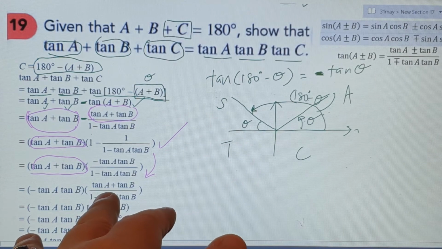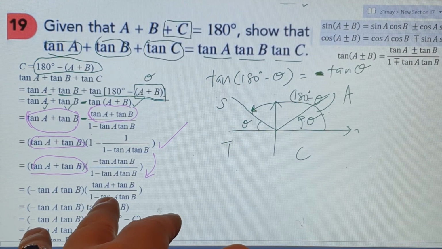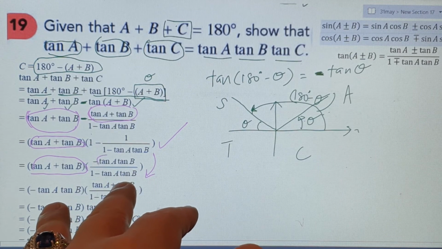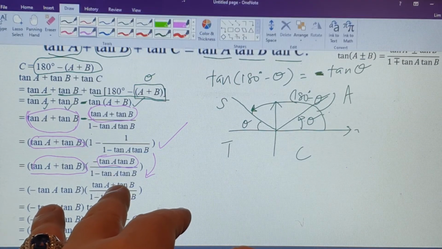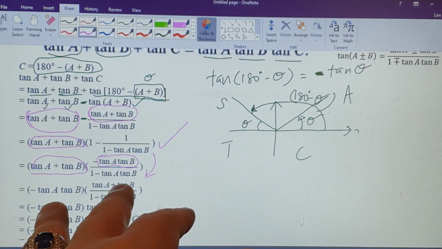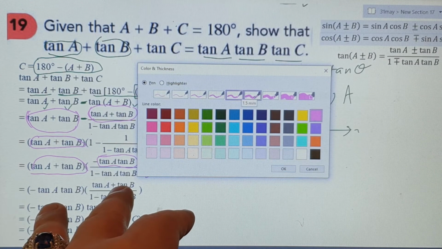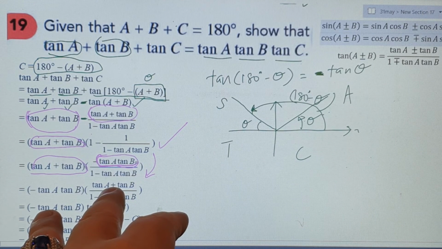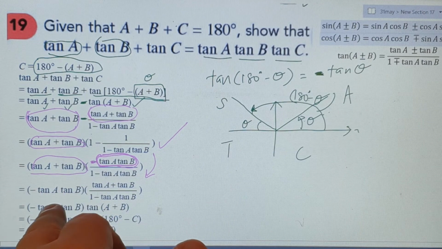Now you see, we want tangent A times tangent B times tangent C, right? Tangent A times tangent B is here already. We are very happy to have this, correct? So this is what I want, tangent A times tangent B. Because this minus is just minus times this whole thing. So I'm going to throw this whole thing that I circled here.